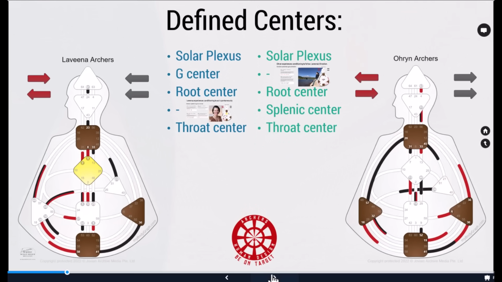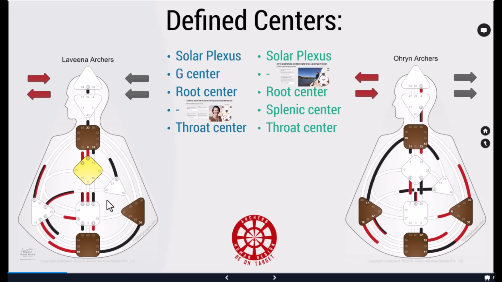Now, the defined centers are the next place that we look. And you can see, obviously, the solar plexus, the emotional authority, is the same. And then we also have the root center, our drive and stamina, defined. And then also the throat center, defined.